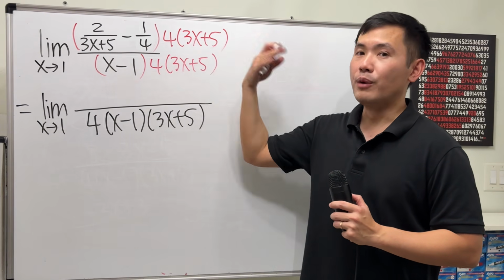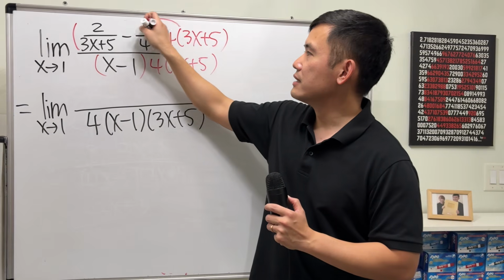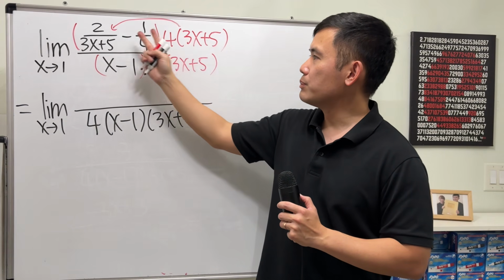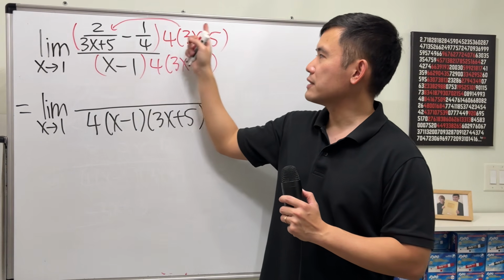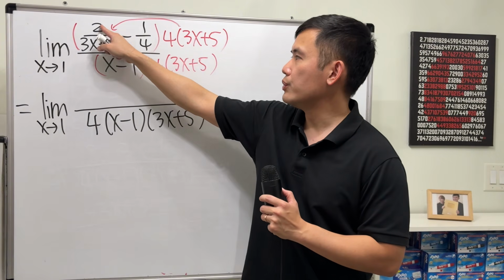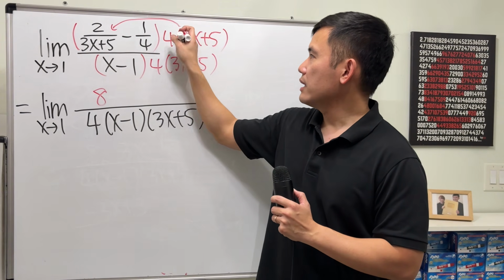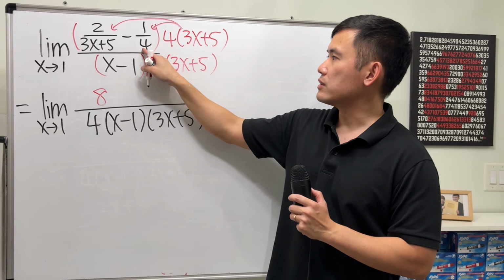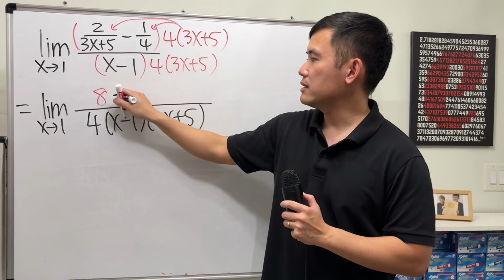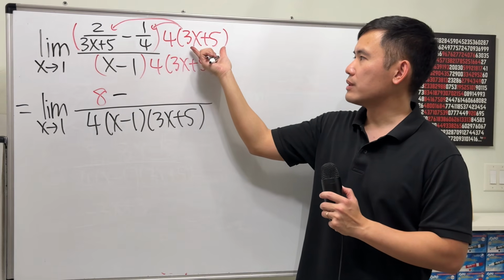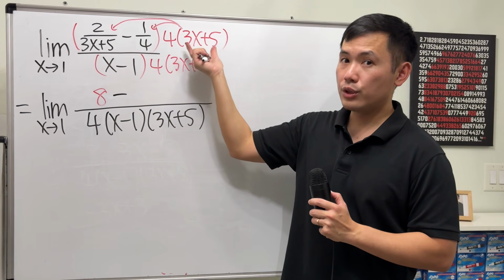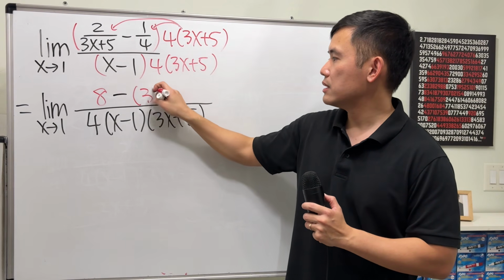Now for the top, multiply it. Take this times that. Both of these multiply with this. 3x plus 5 cancel. We have 2 times 4, which is 8. And then take this times that. 4 cancel. Here's still a minus. And then remember, we have to take this times that, right? So I will still keep this in parentheses.